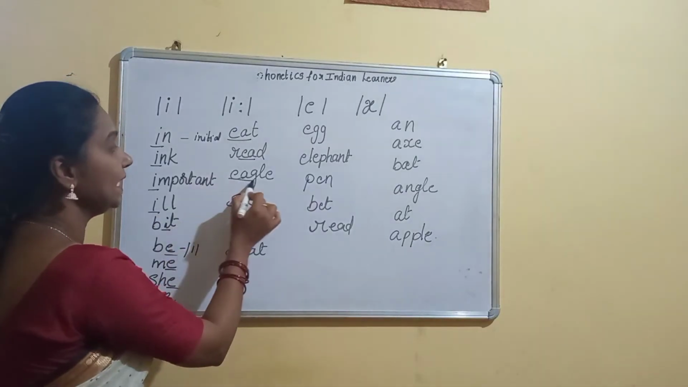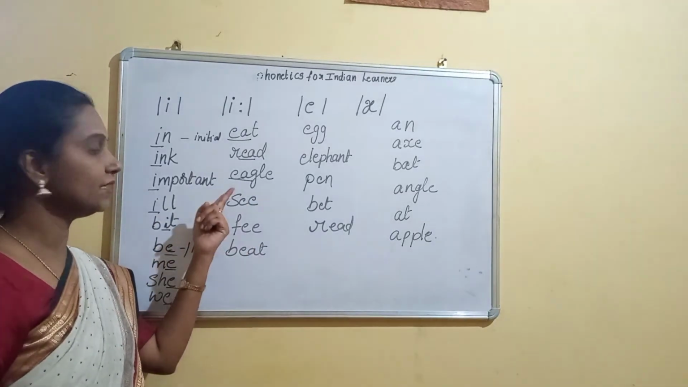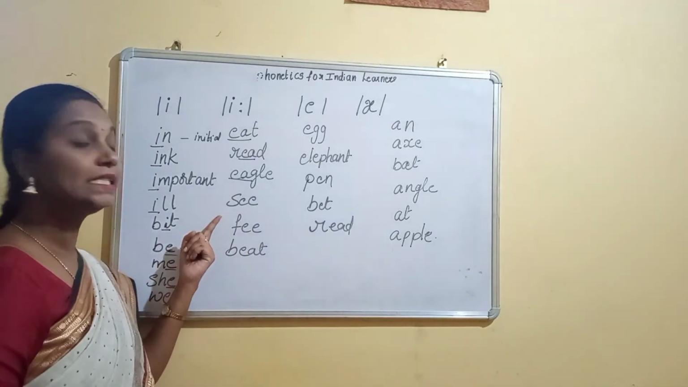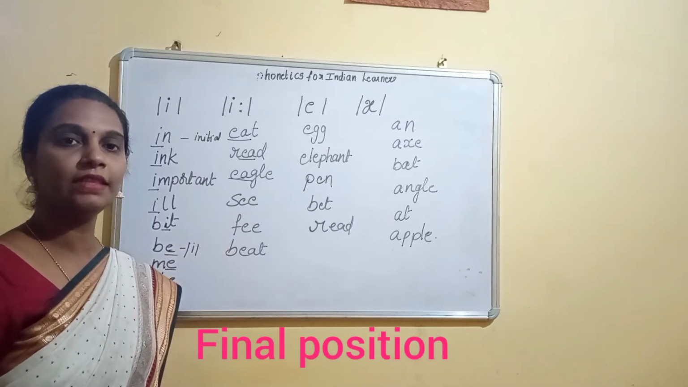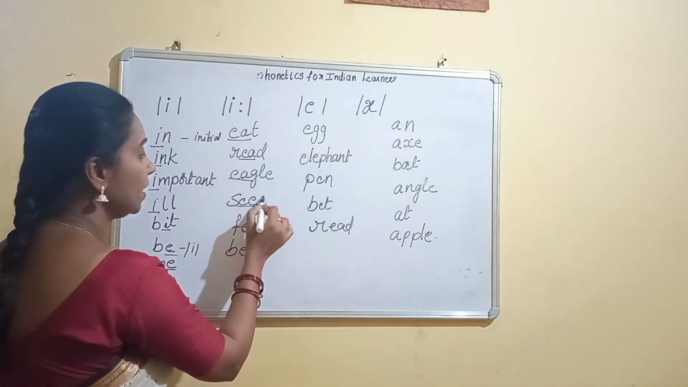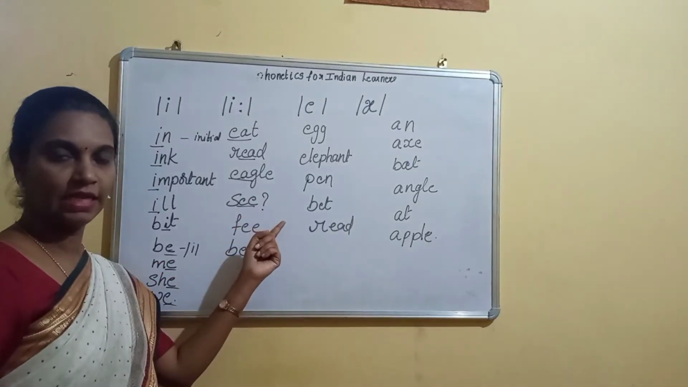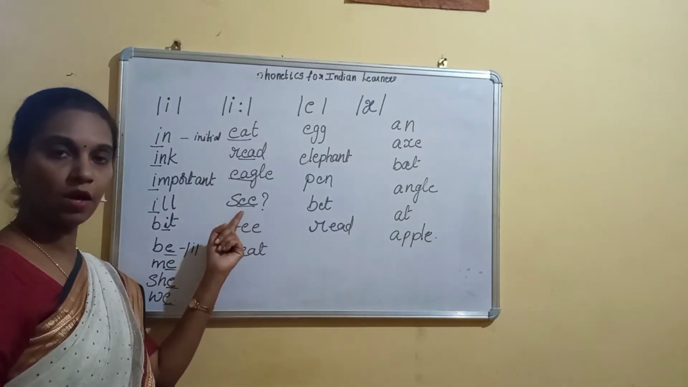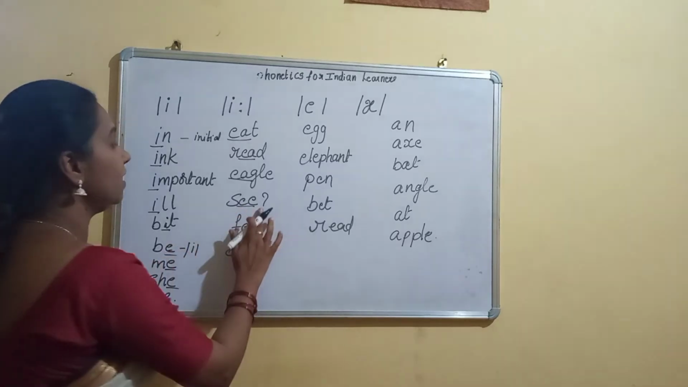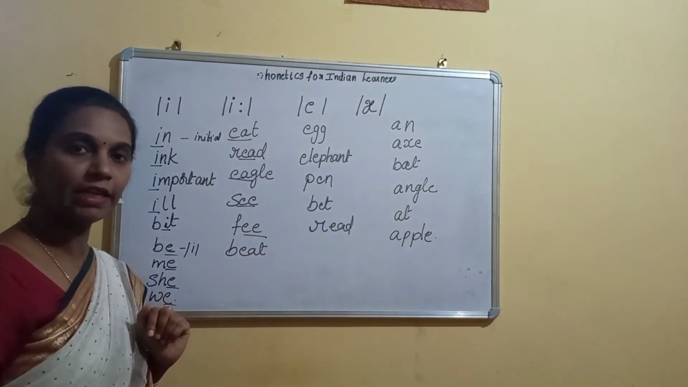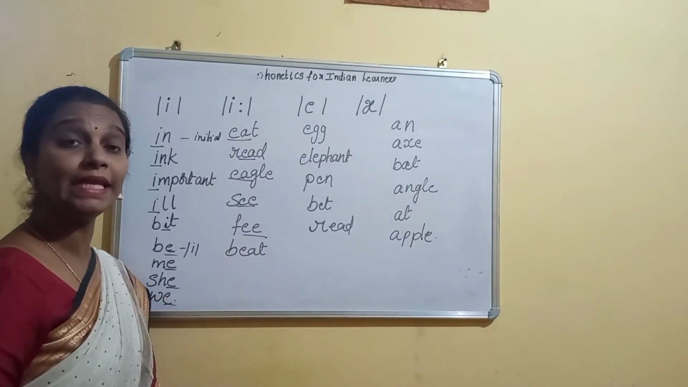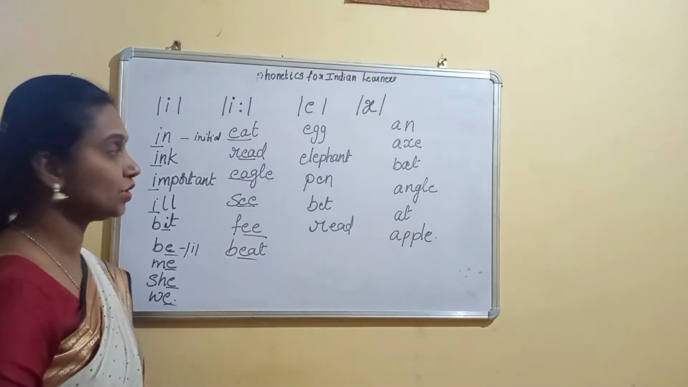Next it is eagle. So it is in the initial position. See. Where does the sound occur? In the final position. Because there are no other sounds next to that sound E. So it is in the final position. Next it is fee. Final position. And beat in the medial position.